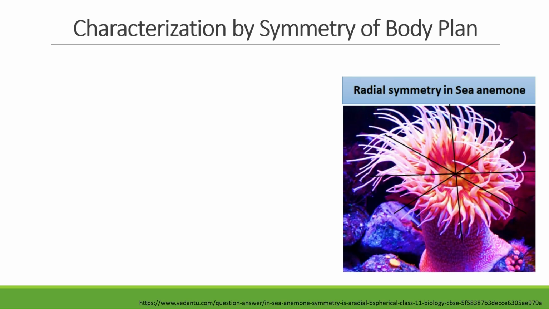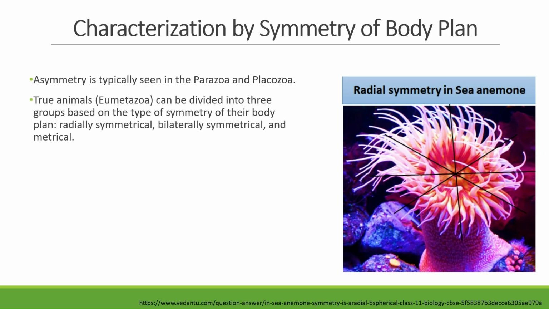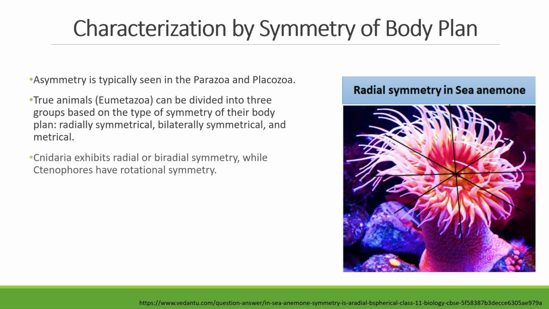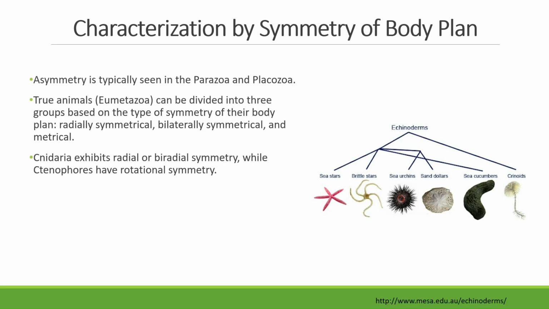Asymmetry is typically seen in parazoa and placozoa. These animals lack stable developmental axes. True animals, meaning eumetazoa, can be categorized based on symmetry. Cnidarians exhibit radial or biradial symmetry, ctenophora showing rotational symmetry. Again, more on that in a moment. Bilateral symmetry characterizes the bilateria.